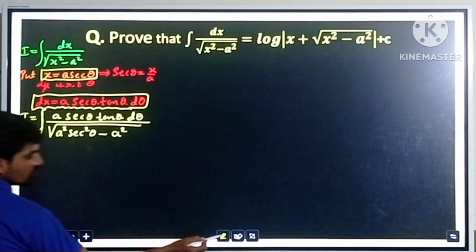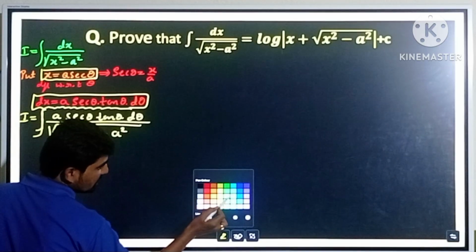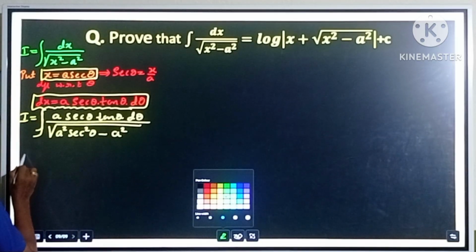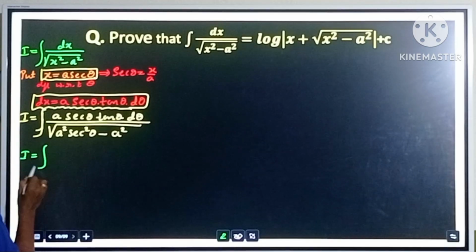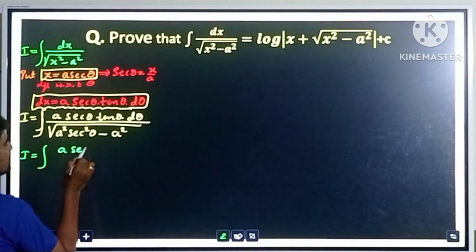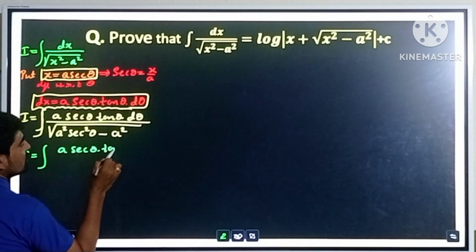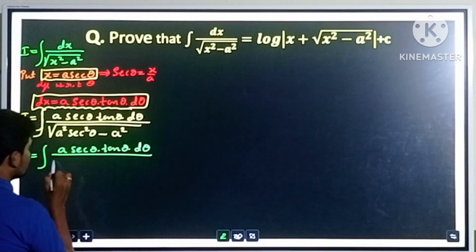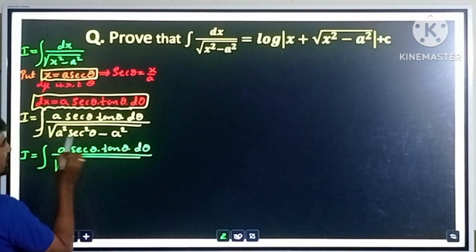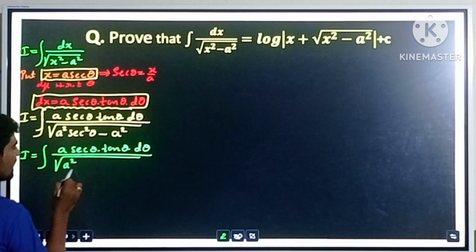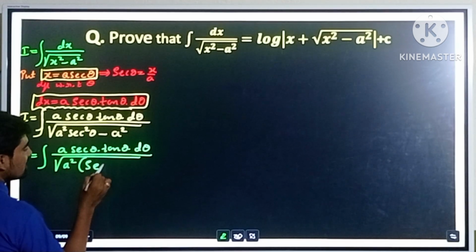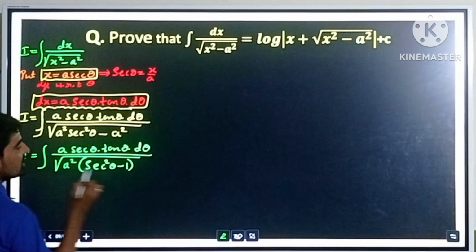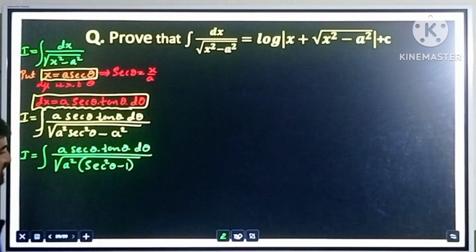Now I is equal to, see here, in the next step, look what I am doing. I is equal to the integration of a secant theta tan theta d theta divided by square root of, here I can take a square as common, remaining secant square theta minus 1. I hope all of you are understanding.